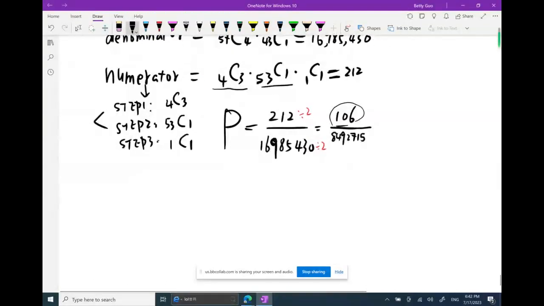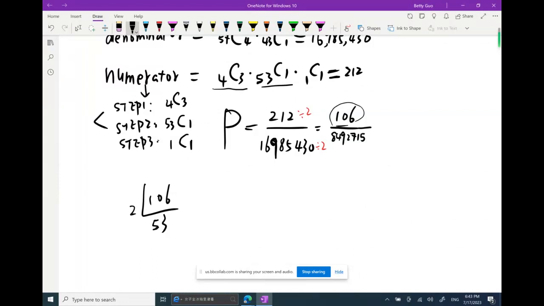Let me analyze 106 here. 5, 6, 7, no. 8, no. 9, no. 10, 11, 13. So 106 is 2 times 53, and 53 is prime.